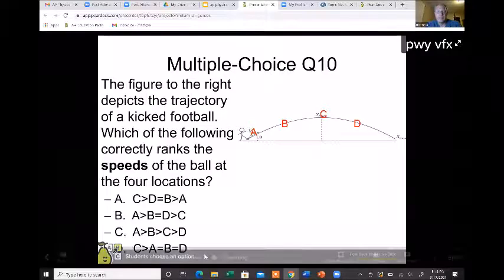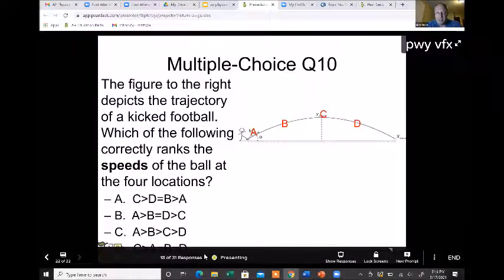So let's look at A. At A, this person just kicked it. What can we say about the vertical velocity at A? If it just left his foot, what's going on with the vertical velocity? Fast or slow? Well, it just came off his foot. It's going as fast as it will ever go vertically once it leaves his foot, right? Because his foot is what applied the force that made it go. Once it leaves his foot, it can't speed up anymore.